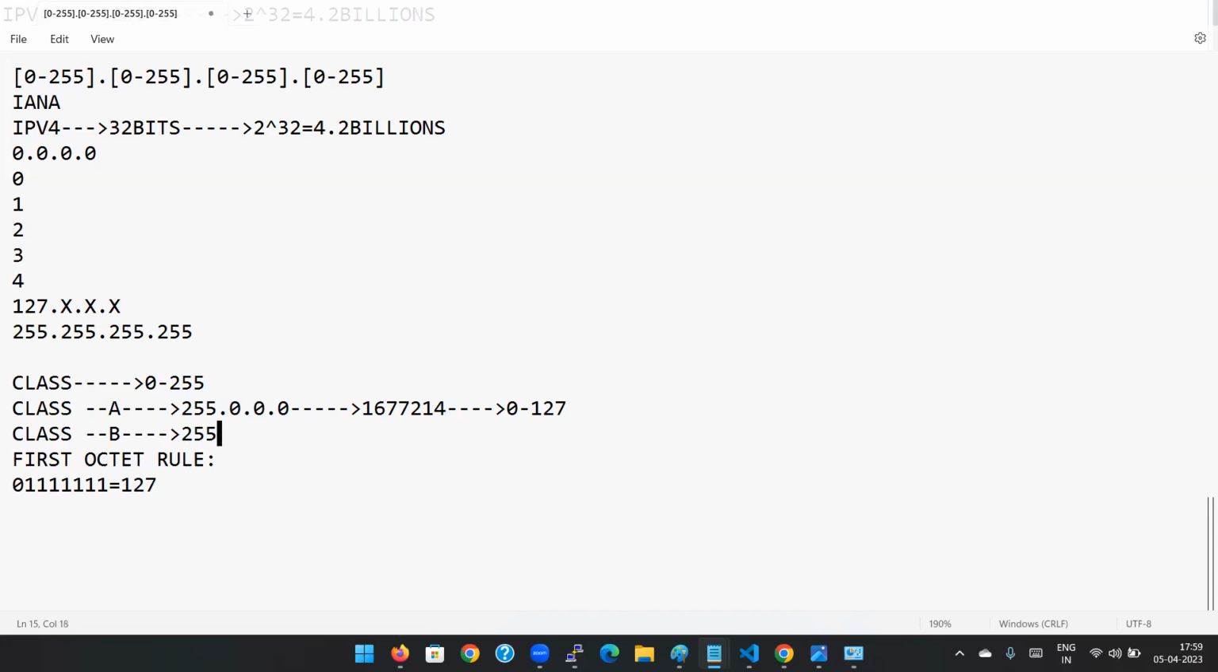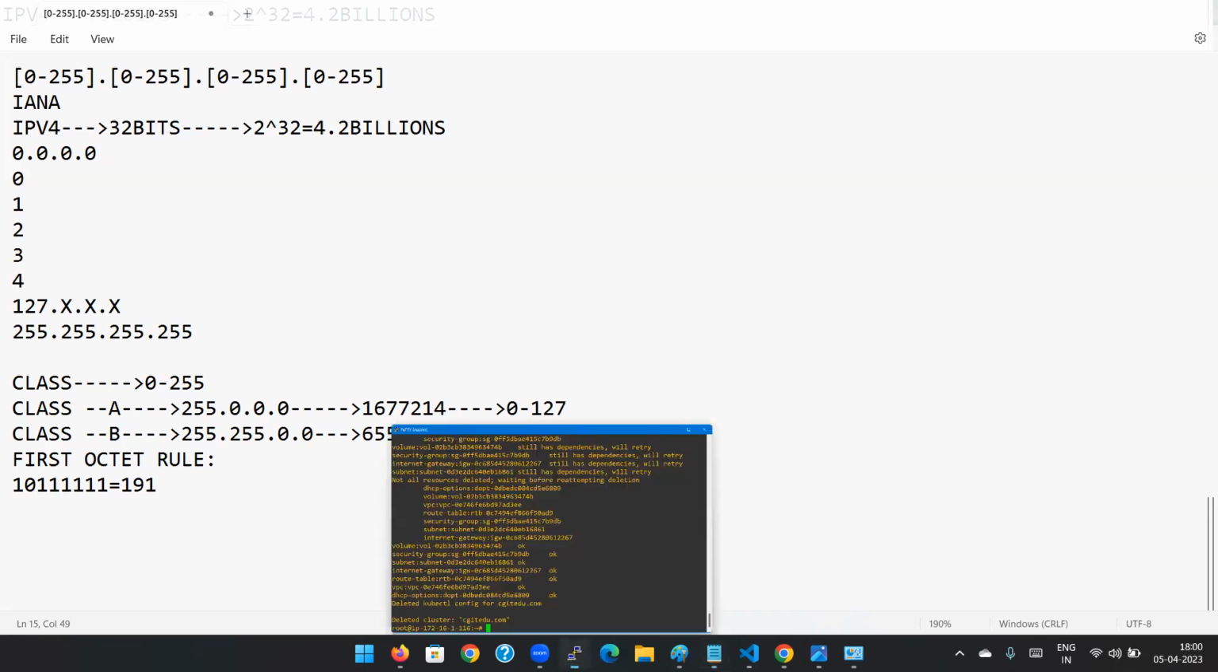The range is from 255.255.0.0. Inside class B, you can configure 65,534 IP addresses. Actually, 65,536, but 2 IP addresses will be deleted. So in the first octet, if you make the second number 0, then you get a value. It is 191. So the class B range will be 128 to 191.